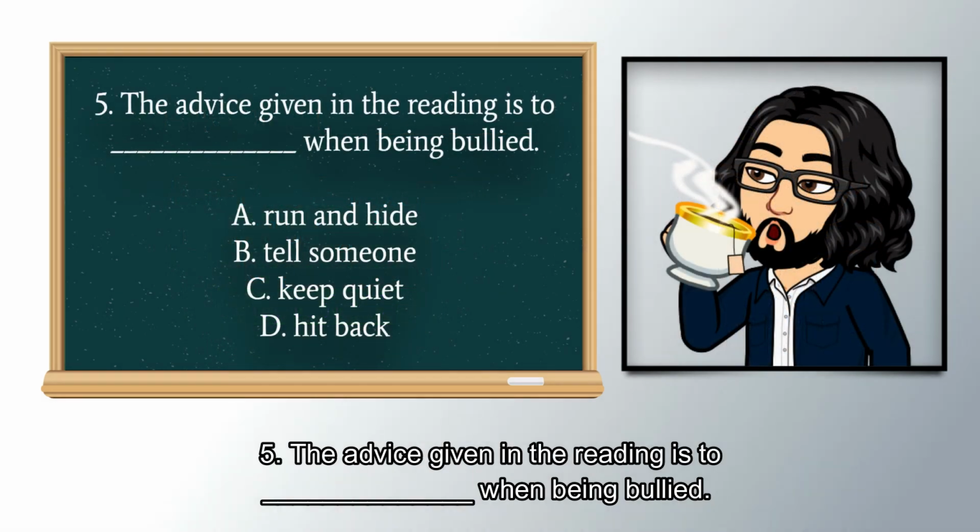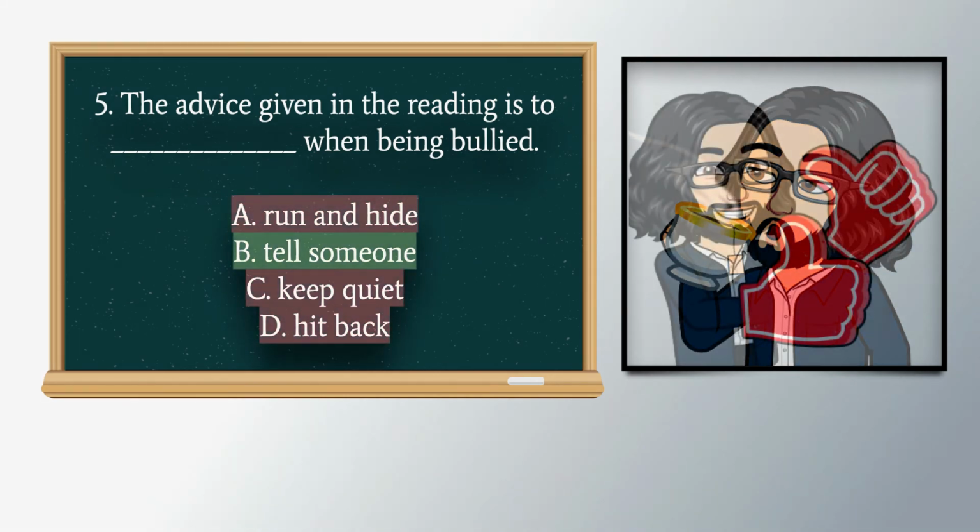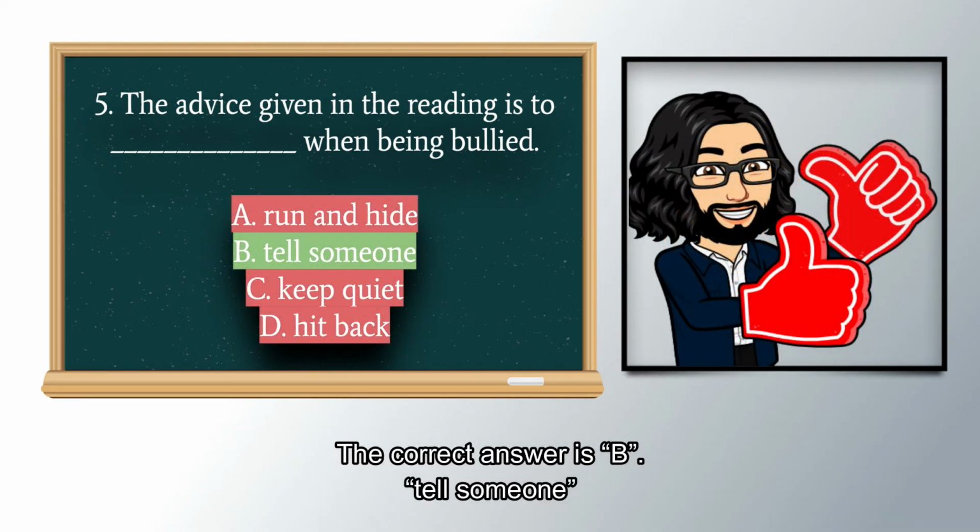The advice given in the reading is to blank when being bullied. A. Run and hide. B. Tell someone. C. Keep quiet. Or D. Hit back. The correct answer is B. Tell someone.